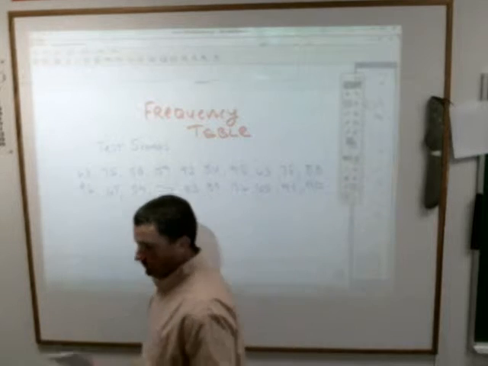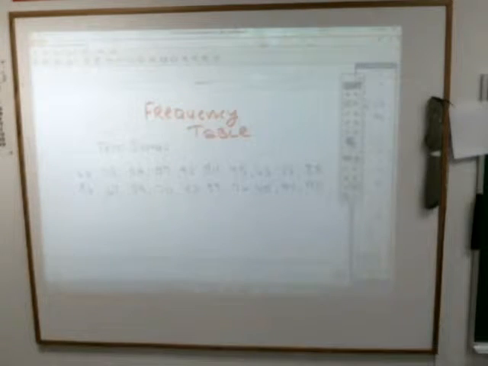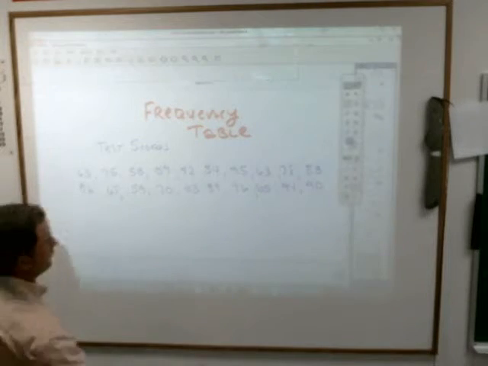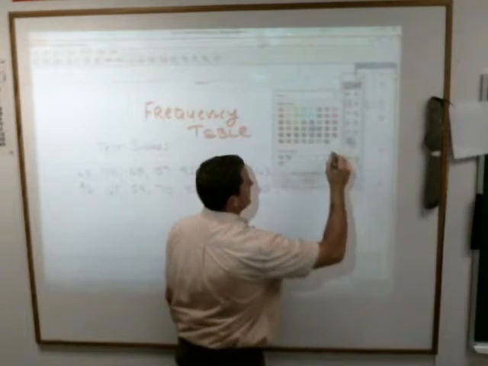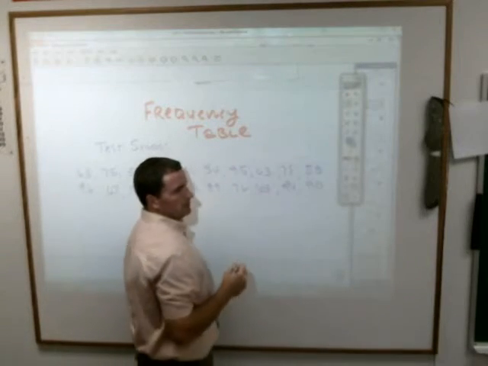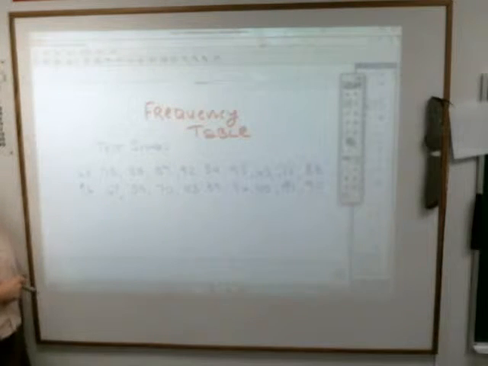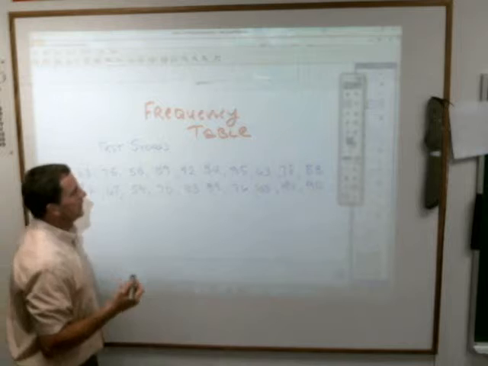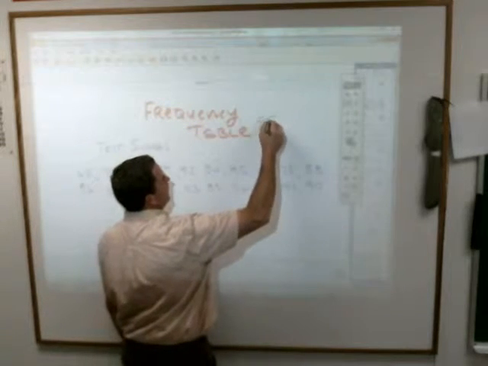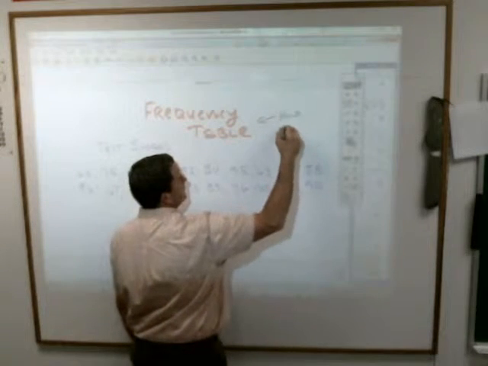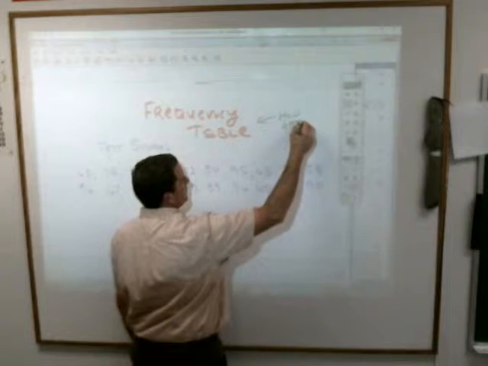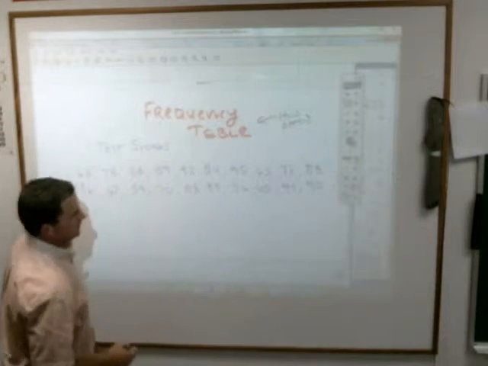Okay, first things first, frequency table. Just like it sounds, the word frequency means what? You get your frequent flyer mile, frequent something or other there. Maybe? It's kind of like how often you do something. It usually means it kind of repeats.